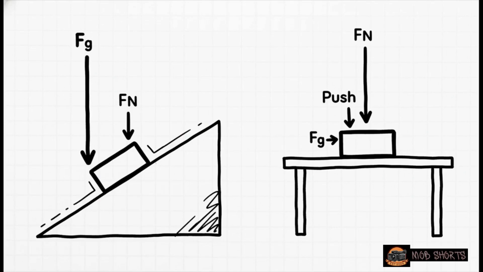And the answer is because the normal force is a response force. On an inclined plane, only a piece of the weight pushes into the surface, so the surface doesn't have to push back as hard. Or imagine you're pushing down on a book on a flat table. The table now has to support the book's weight plus your push. The normal force just responds to whatever is happening in that perpendicular direction.